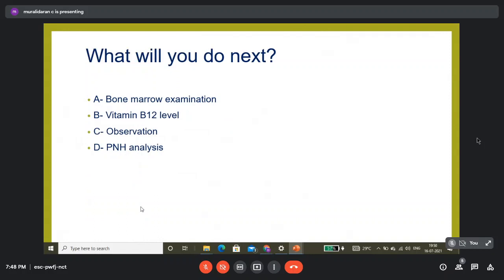So what will you do next? Should I go for a bone marrow examination? Should I go for a vitamin B12 level, or can I just observe this patient, or should I think of PNH and go for analysis?